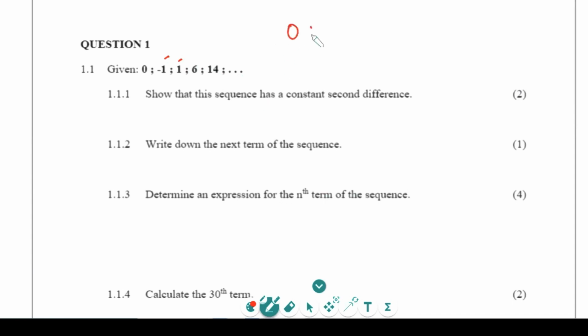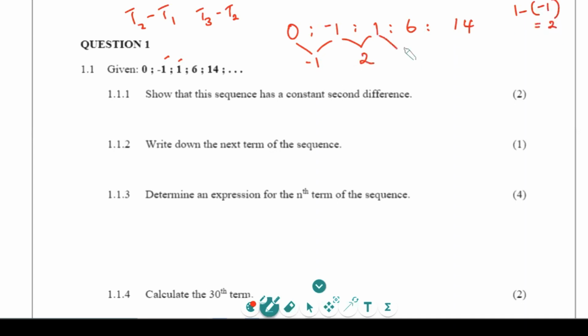So what we need to do, if we have 0, -1, 1, 6, and 14, is first of all determine our first difference. And we know that in any case, for us to determine the differences, we can always get the second term minus the first term, or the third term minus the second term. In other words, we are basically subtracting consecutive terms. So if I have -1 minus 0, I'm going to get a -1. And then 1 minus -1, it's going to give me a +2.